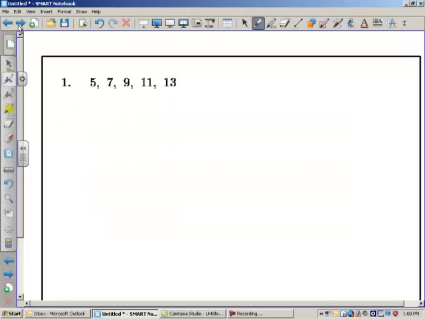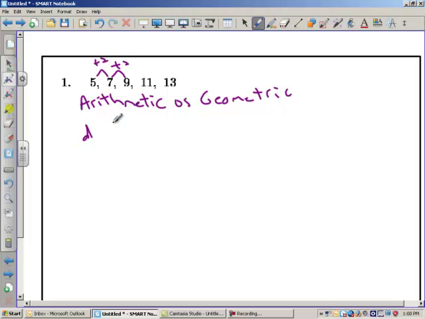First of all, let's look at this sequence and determine: is this arithmetic, or is this geometric, or maybe is it neither? Alright, so to be arithmetic, we have to have a common difference. So let's see what's happening here. 5 to 7 is plus 2, 7 to 9 is plus 2. Well, this is arithmetic because we have a d, or a common difference. d equals 2. So this is an arithmetic sequence.